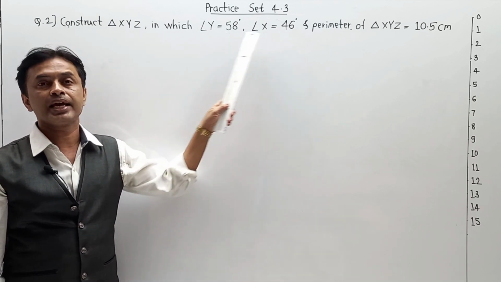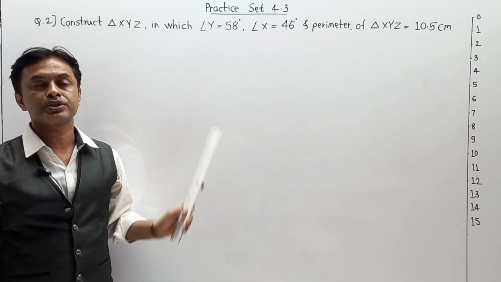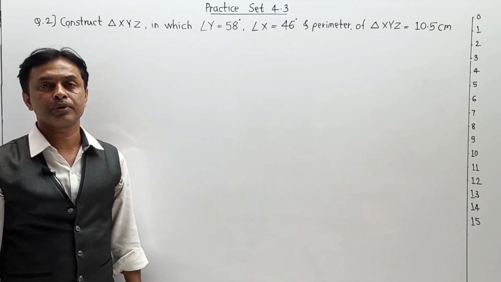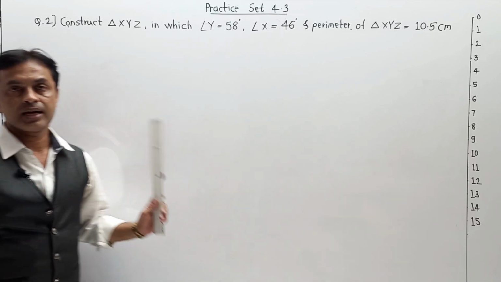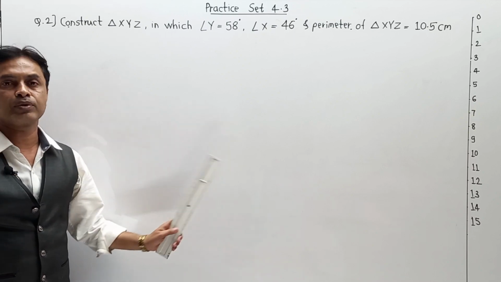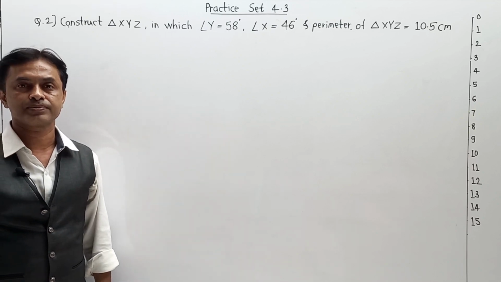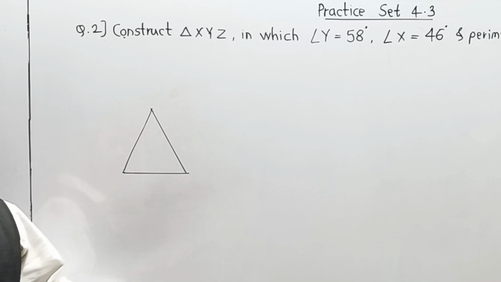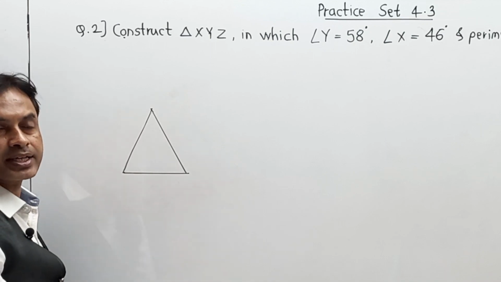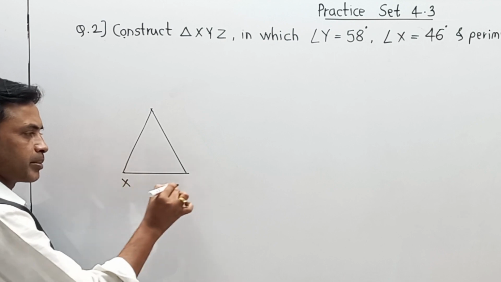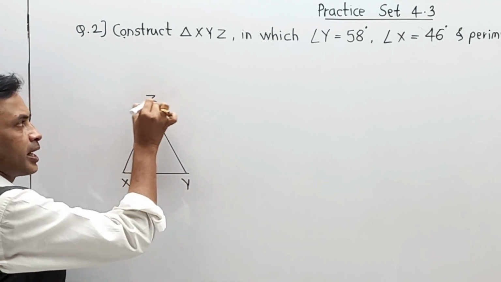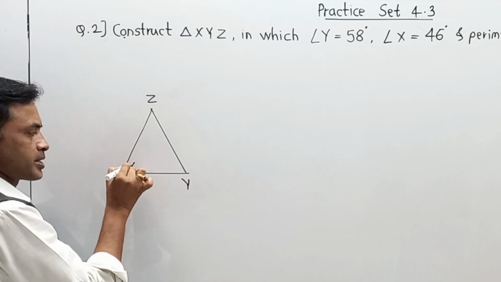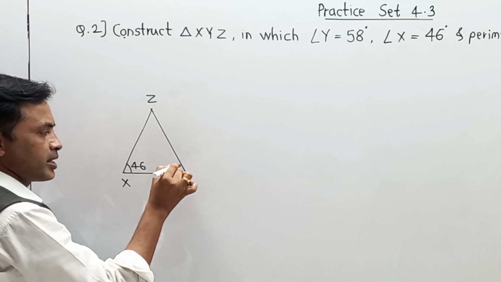That's why we are going to draw angle X and angle Y at the bottom, and their top position will be achieved by point Z, or you can say angle Z. And again the addition of the three sides is 10.5 centimeters. In this case again I am going to draw a very small diagram first, and then we will move to the main diagram. So please pay attention. Let us say this is a rough diagram for triangle XYZ. As they have given angle X as 46 degrees and angle Y as 58 degrees, I am going to take point X at the base, point Y at the base, and Z at the top. As per the given condition, angle X is 46 degrees and angle Y is 58 degrees.